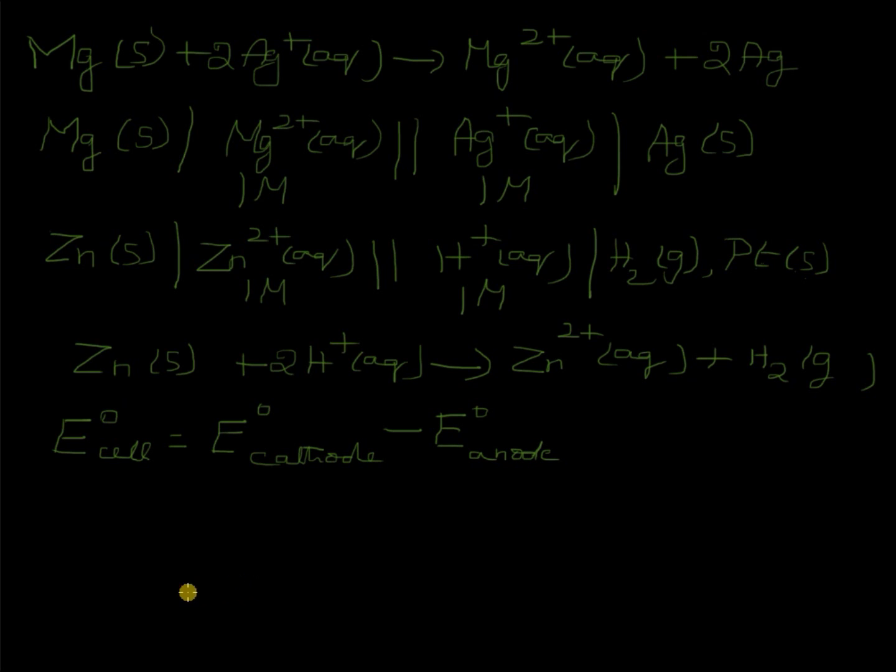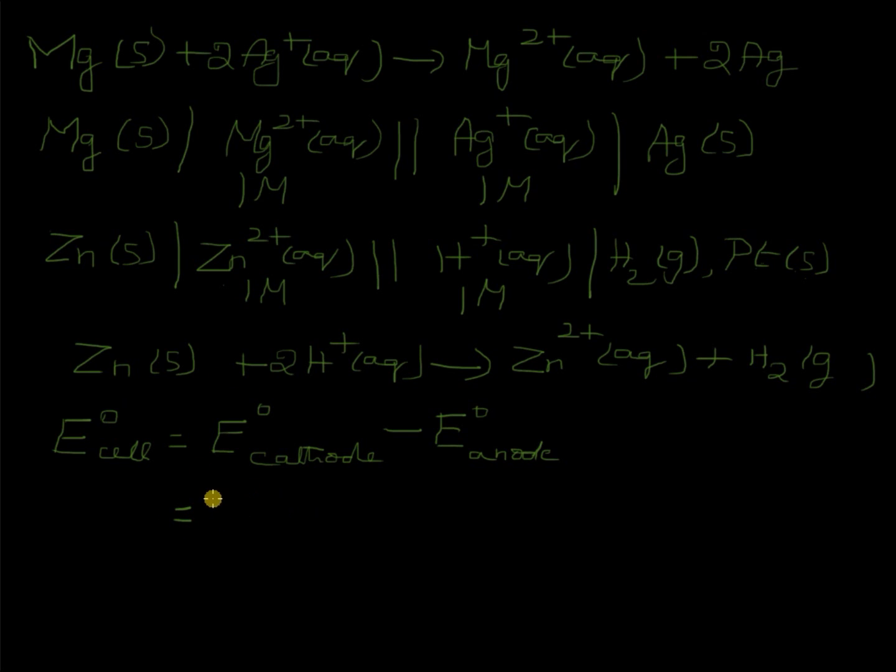The electrode potentials of different metals are tabulated. From that we can take the standard electrode potential of the two metals that are used for setting up the cell, and once we write the cell representation, we know which is forming the anode and cathode, and we can calculate this E0 cell.